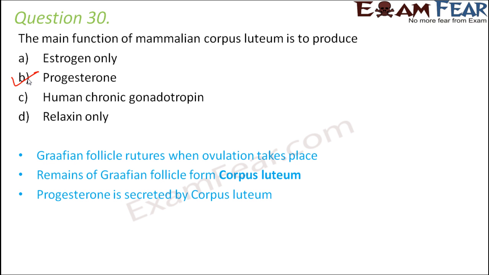So here, quickly, let's have a recap. The Graafian follicle ruptures when ovulation occurs, that is when the egg is released from the ovary. At that time the Graafian follicle will rupture. The remains of the Graafian follicle form the corpus luteum, and progesterone is secreted by this corpus luteum.